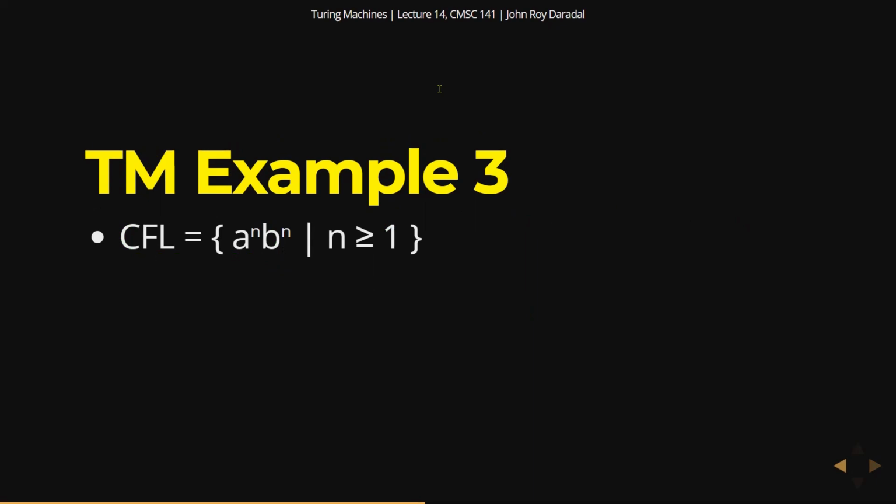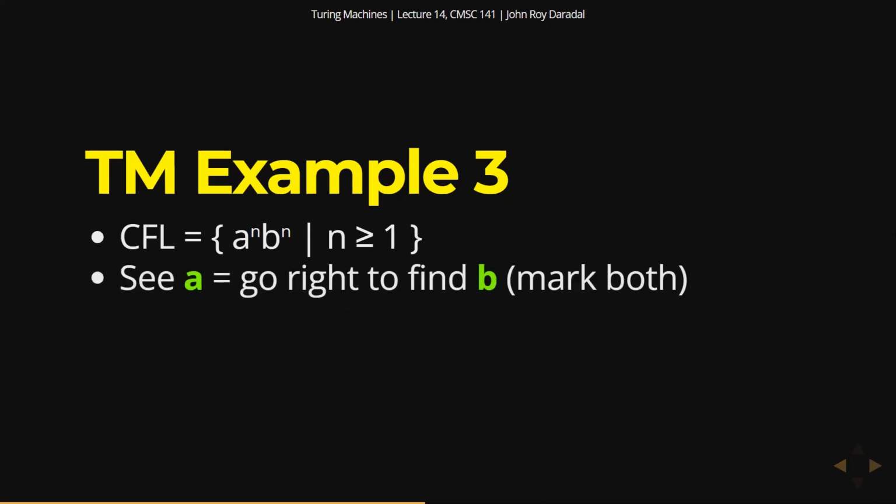A^n B^n. Okay, this is a context-free language, right? So a certain number of A's followed by a certain number of B's, wherein the number of A's and B's should be equal, and n should be greater than or equal to 1. So for this Turing machine, we know that the first thing that we'll encounter would be A's, right? So if we see an A, we'll go to the right to find the B that it is supposed to match.